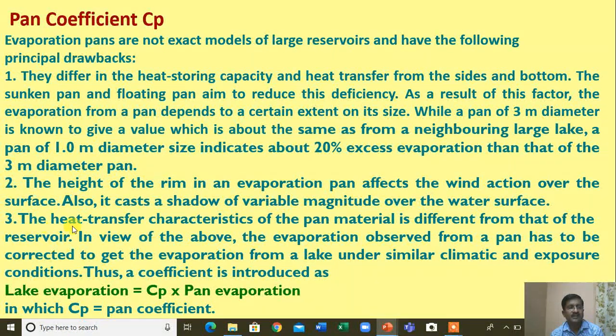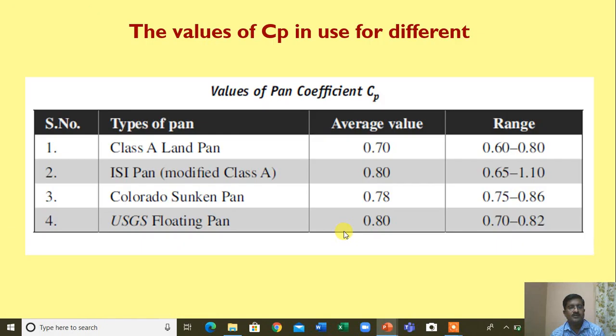Third, the heat transfer characteristics of the pan material are different from those of a reservoir. In view of the above, the evaporation observed from a pan has to be corrected to get the evaporation from a lake under similar climatic exposure, and thus a coefficient is introduced: lake evaporation equals Cp into pan evaporation, where Cp is the pan coefficient.